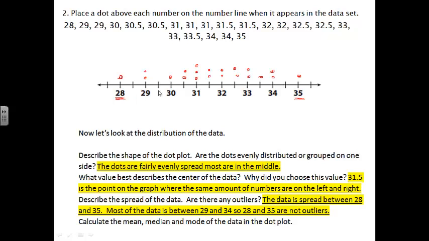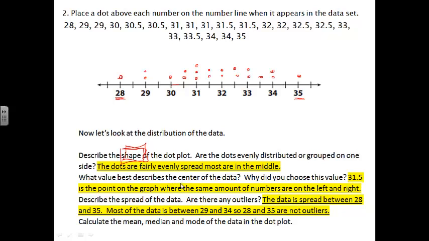So, what's the shape of the plot? This is something that we're definitely going to be talking about, the shape of the data plot. Looking at it, it looks pretty evenly spread, don't you think? There's only 1, maybe 2 here, and 1, 2 there. Most of them are in the middle area. Do you see? So this is what we should say: the dots are fairly evenly spread, and most are in the middle.